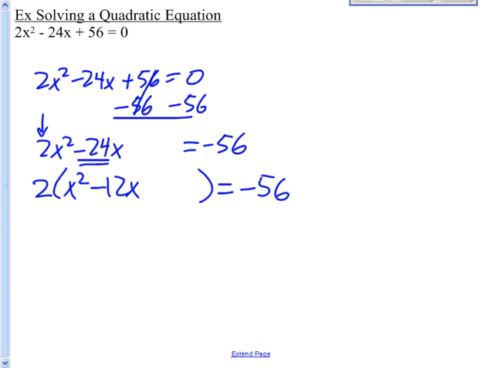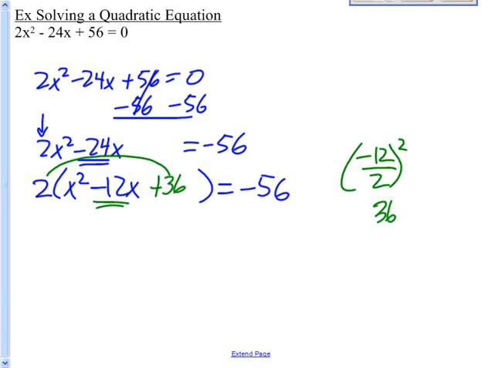Take that 2 out. Now take that b term. Negative 12 over 2. So negative 6 squared, 36. Okay. Add in 36. Now you think about that and you're like, I didn't really add in 36 to this side because I had that 2 in front. I really added 72. So I got to add 72 to this right-hand side, don't I?